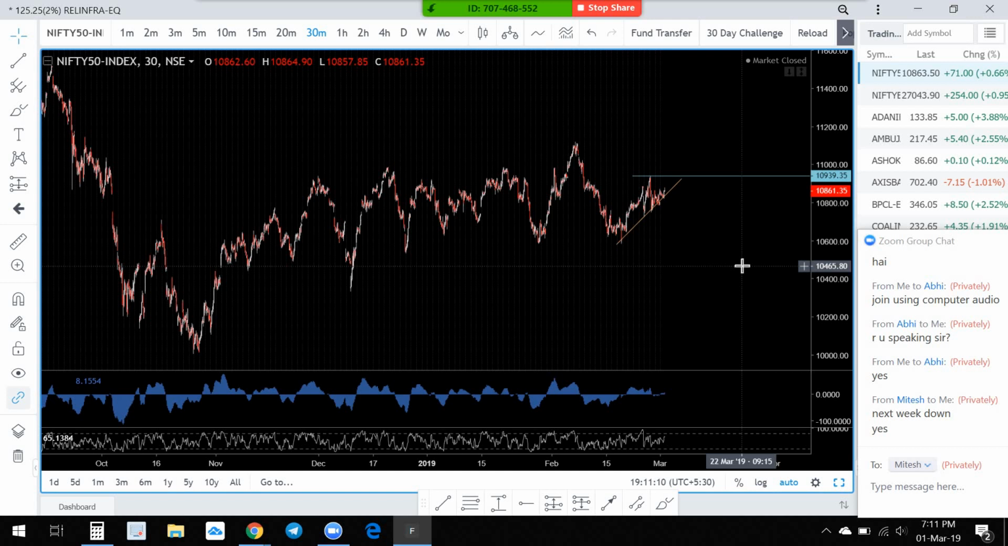Any question on Nifty as of now, the way it stands and the way I explained to you? Actually, I'm waiting for confirmation, or else I'll move to Bank Nifty.